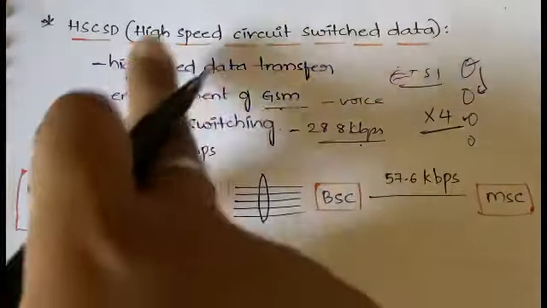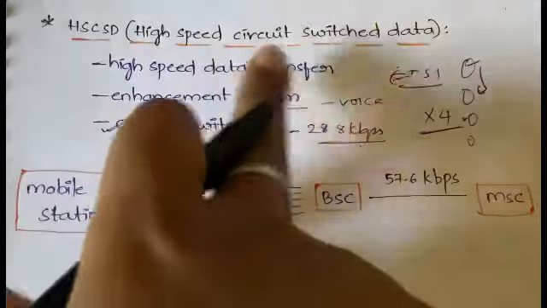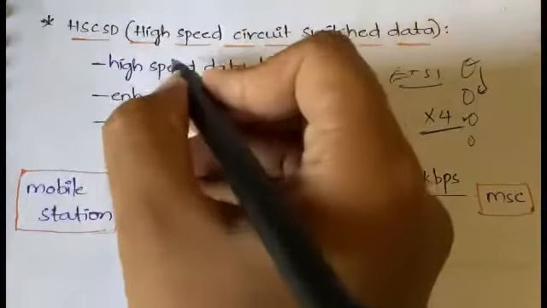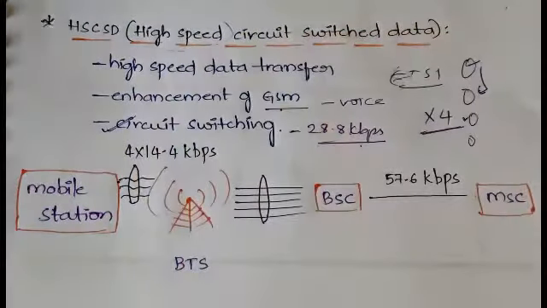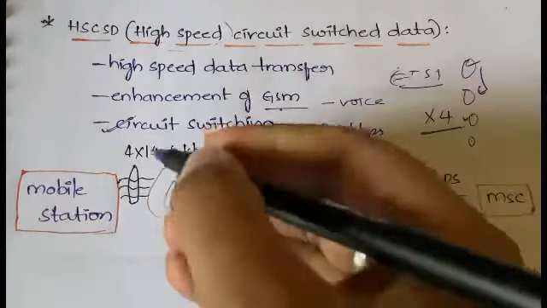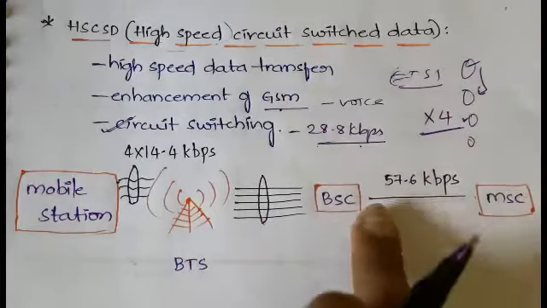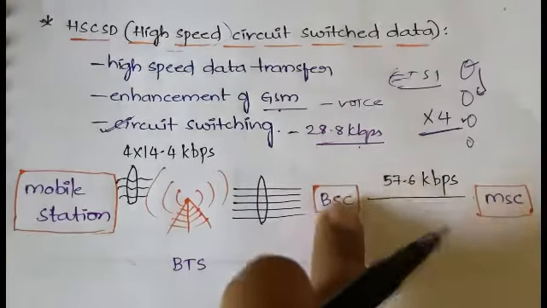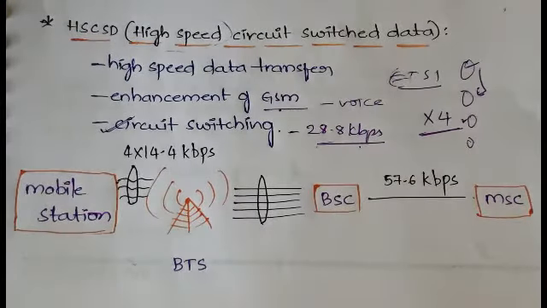So this is about HSCSD, high speed circuit switched data. High speed data transfer is done, the name itself says that. It is an enhancement of GSM, and the method we use here is circuit switching, not packet switching as in GPRS. Mobile station to BTS through an interface, again from BTS to BSC through an interface, and from BSC to MSC. This is what happens in HSCSD.